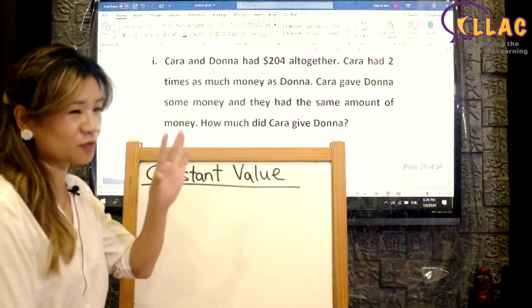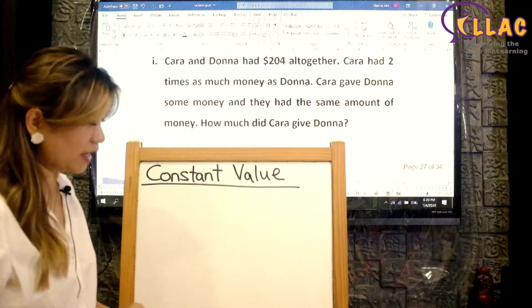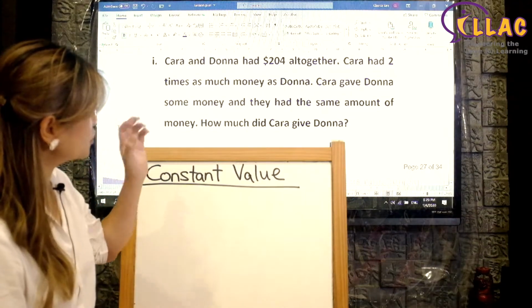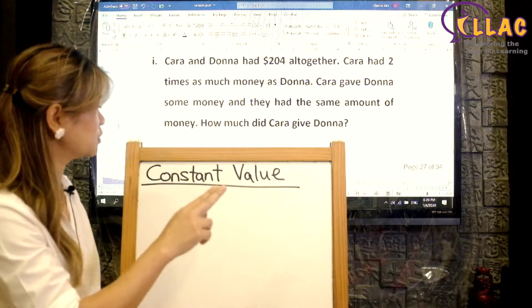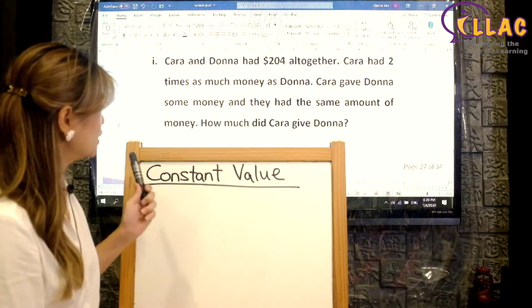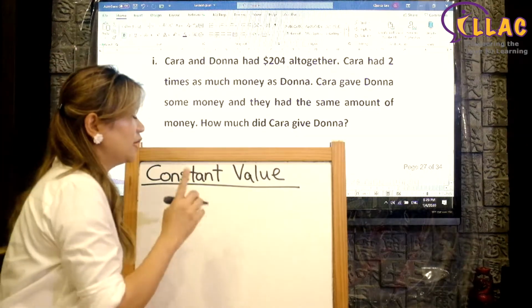Today we are going to touch on problem sums using the concept of constant value. There are a lot of questions that you can solve using the constant value concept. So let's take a look at one of these. Kara and Donna had $204 altogether. Kara had 2 times as much money as Donna. Kara gave Donna some money and they had the same amount. So how much did Kara give Donna?